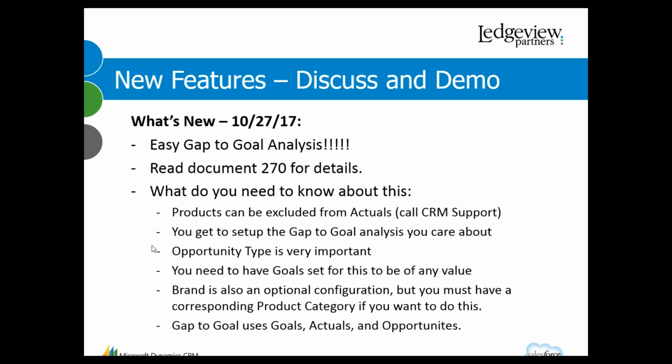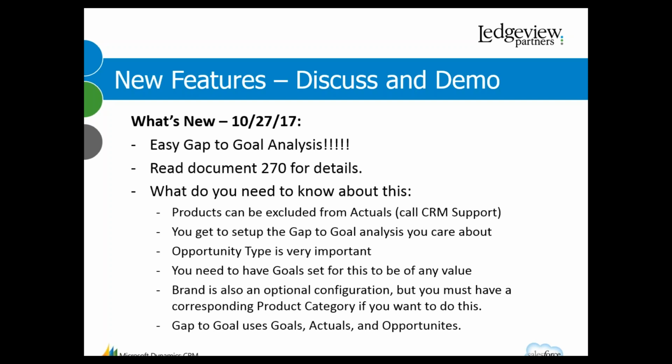What else is on this list? You get to set up the gap to goal analysis you care about. The system is very configurable. As an example, you might want to see how your lubricants department is doing on a gap to goal basis. You might want to see how a certain salesperson is doing, or how a certain salesperson is doing for lubricants, or how your overall company is doing. There's tons of configuration. You just go in one time, set up what you care about, and then the system will crunch all the data for you. Again, I'm going to show you all of this.